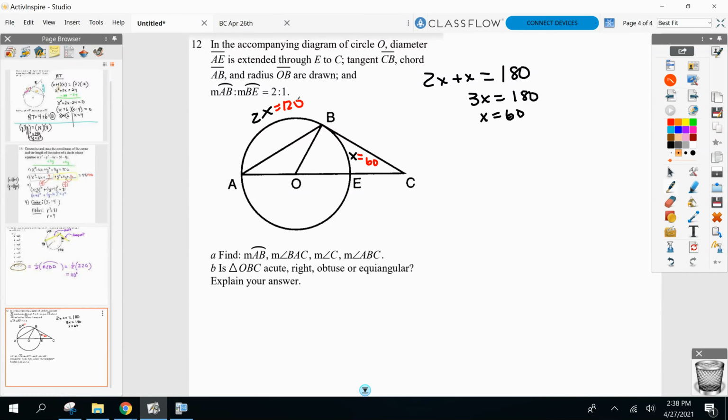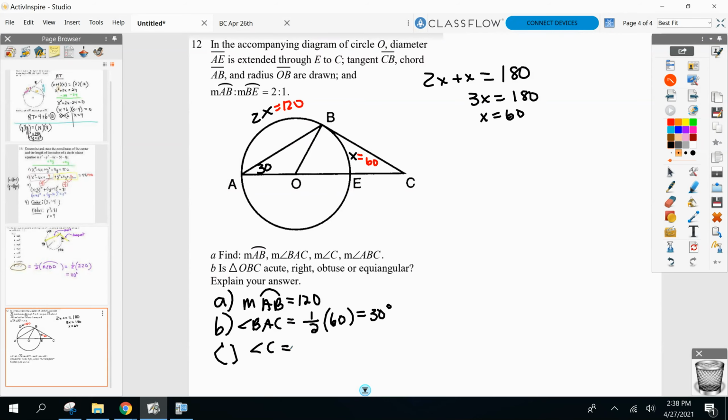All right, let's do this. Part A, arc AB, we already found. That's 120. How about B? Angle BAC. That looks like it's inscribed to me. Angle BAC, inscribed, so I take half the arc in between, which would be 60. So that's going to be 30 degrees. Let me plug that in, may need it later. 30 degrees.